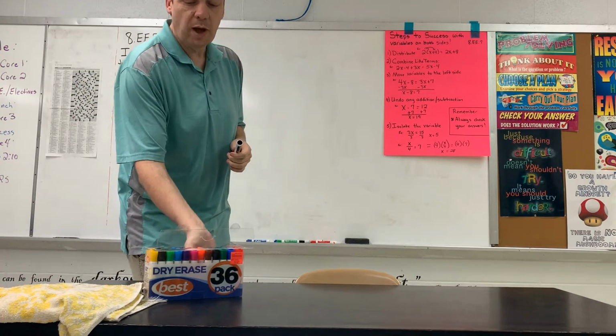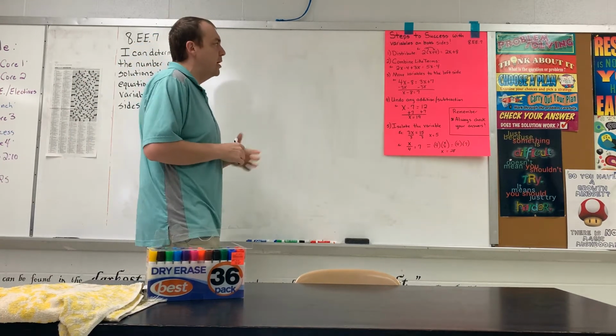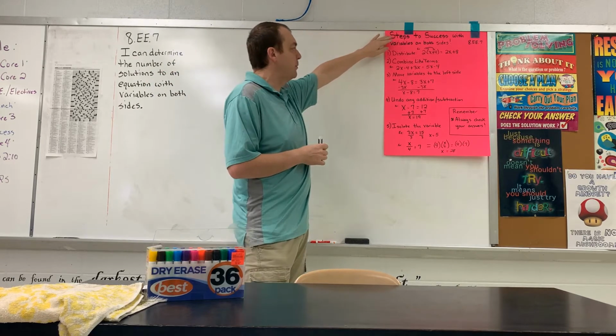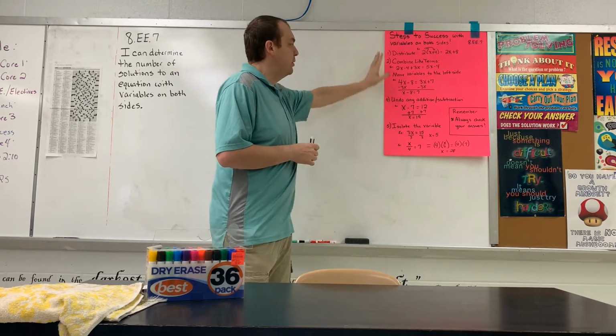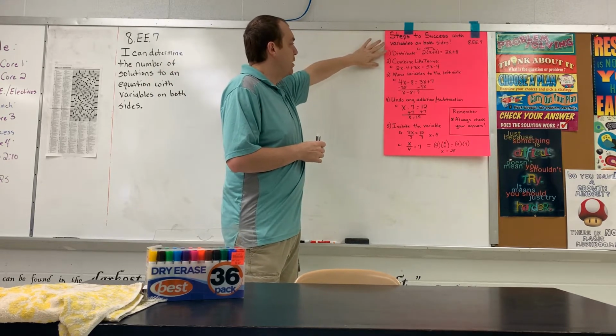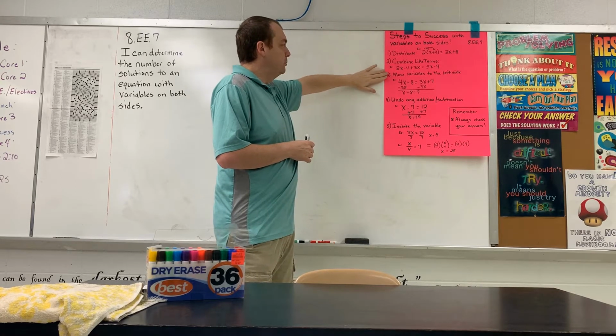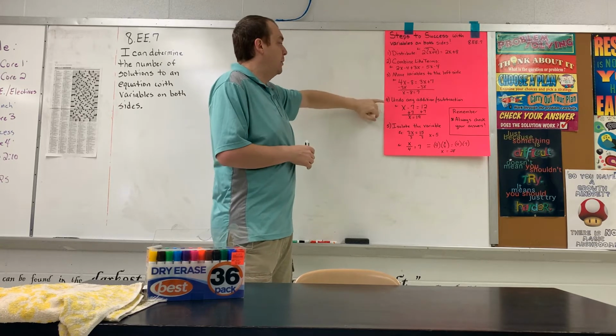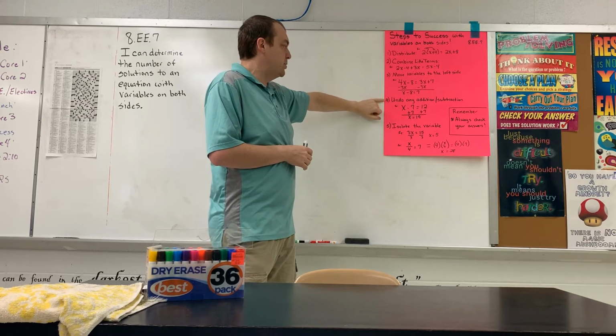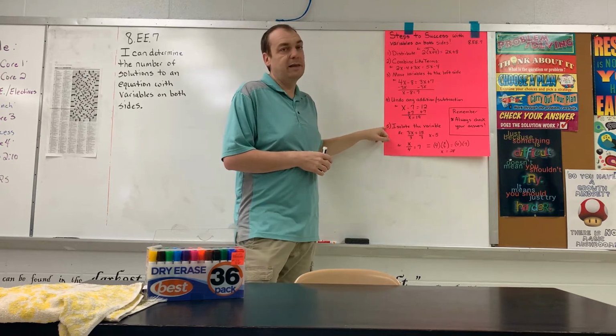All right, so in the past we talked about our steps to success when we have variables on both sides, and we've listed these here on our little anchor chart. We distribute, combine like terms, move the variables to the left side, which is important, undo any addition and subtraction, and then we isolate that variable.